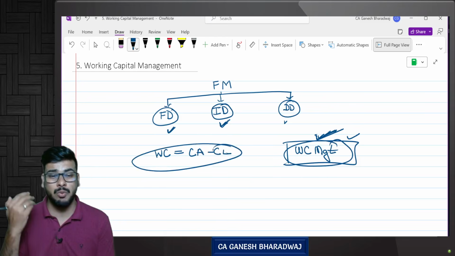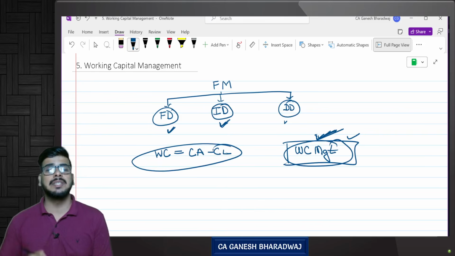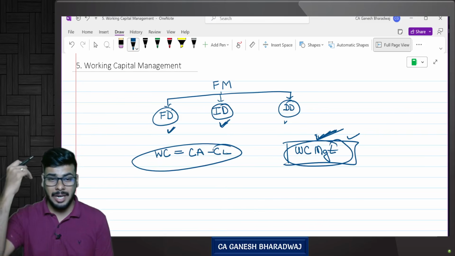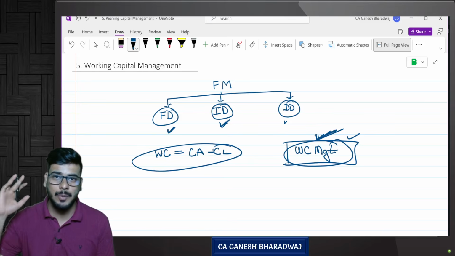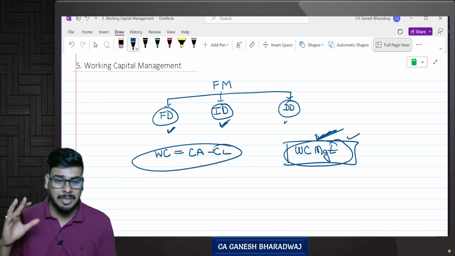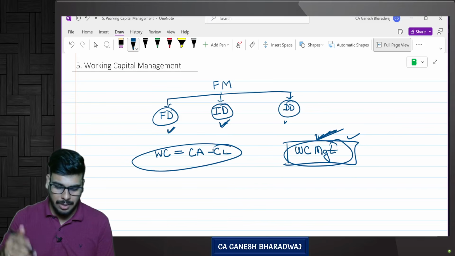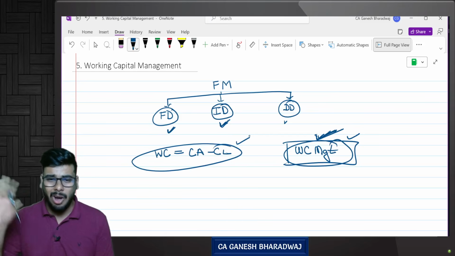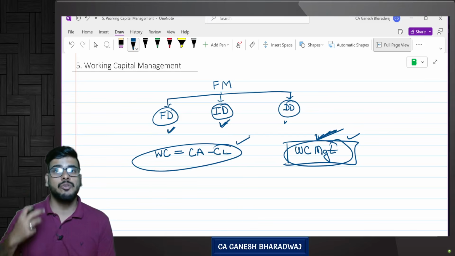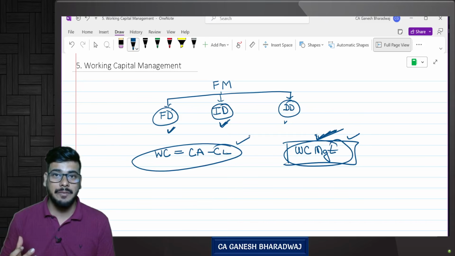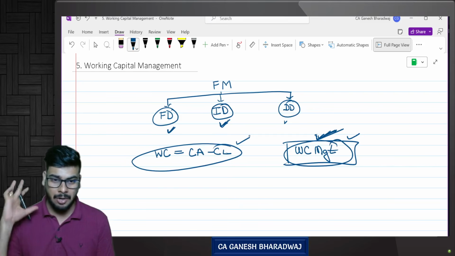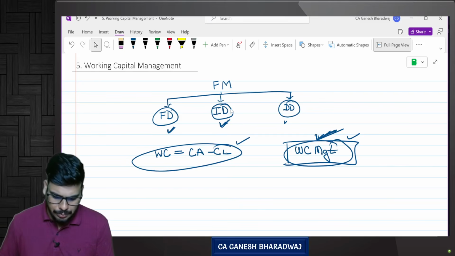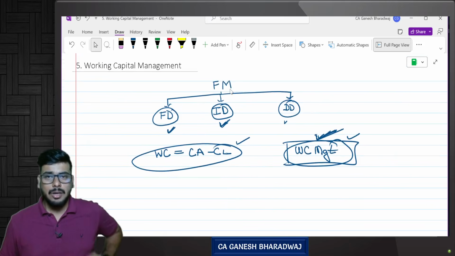This is something that you have already studied, even right from your school days, your 11th and 12th, in your commerce and accounts. Working capital refers to current assets minus current liabilities. All these things are fine. But now we are going to look at this logically. We are going to understand what exactly we mean by working capital. Clear with this?